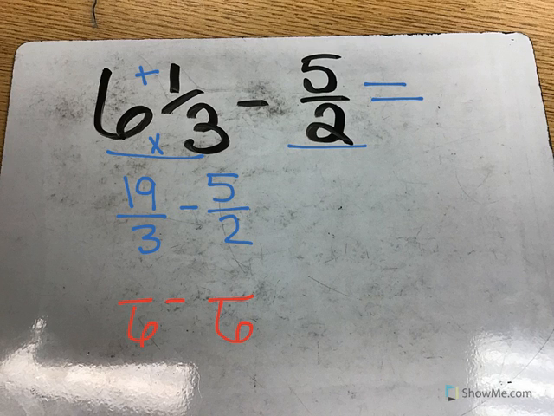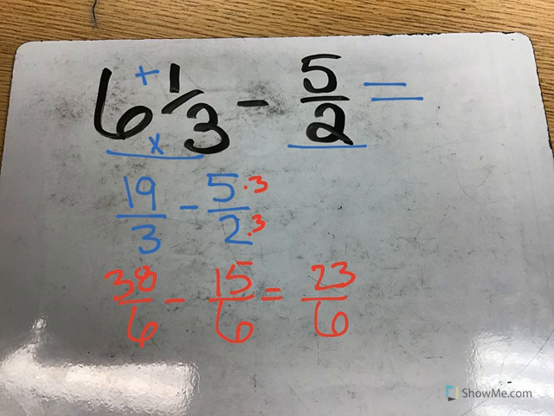How do I go from 3 to 6? Times 2. Whatever you do to the bottom, you do to the top. 2 times 19 is 38. And on this one, how do I go from 2 to 6? Times 3. Whatever you do to the denominator, you do to the numerator, and 3 times 5 is 15. Now I can subtract because I have common denominators. 6 minus 6 is 6 because the denominator stays the same. And then 38 minus 15 is 23.